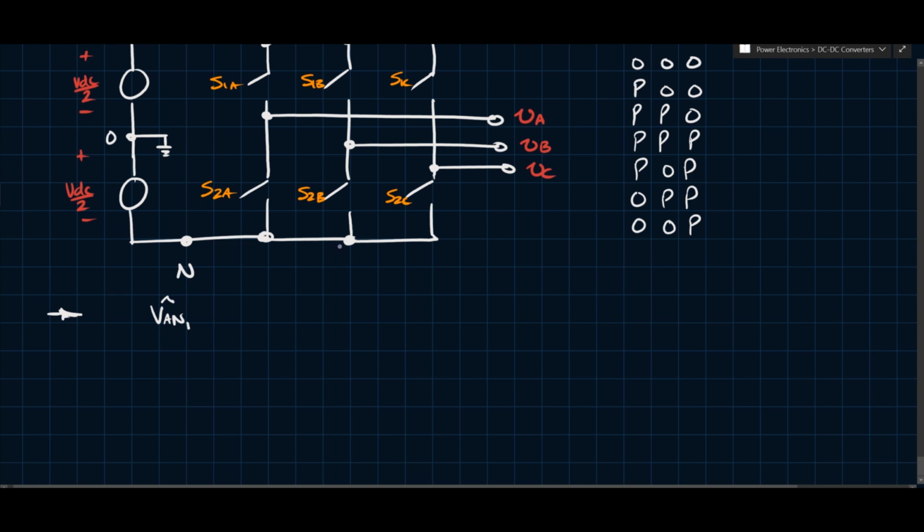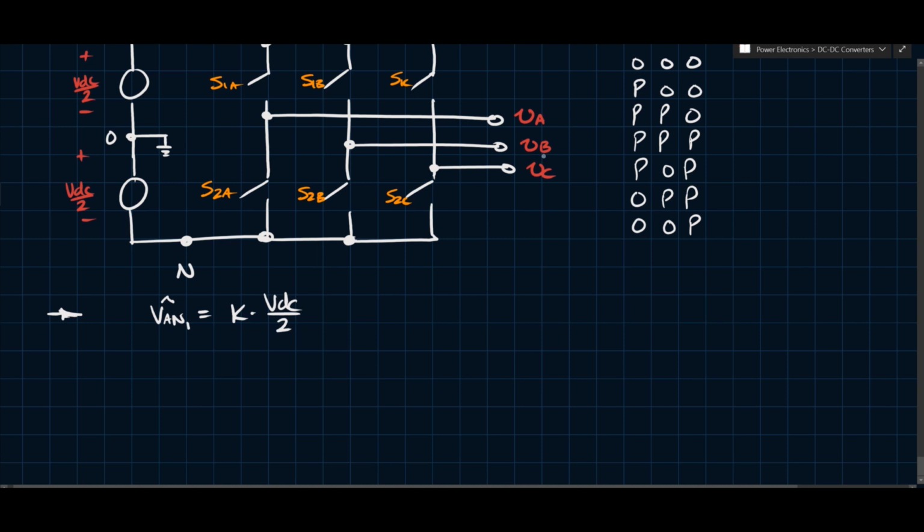So if this is the line to neutral, you have this, again, in the case of the half bridge, because this is essentially a half bridge, right? This is a half bridge, 2 switches, output is taken from the middle with respect to some point here. In this case, it's this point here. So VAN1 would equal K times VDC over 2, right? So that's the magnitude of VAN.